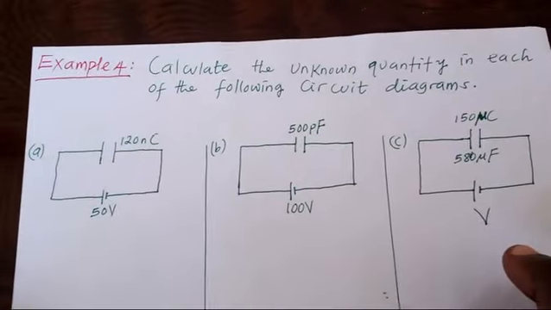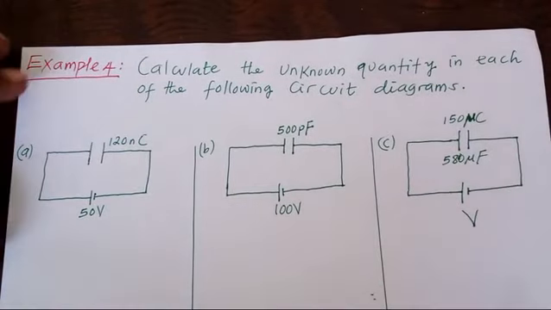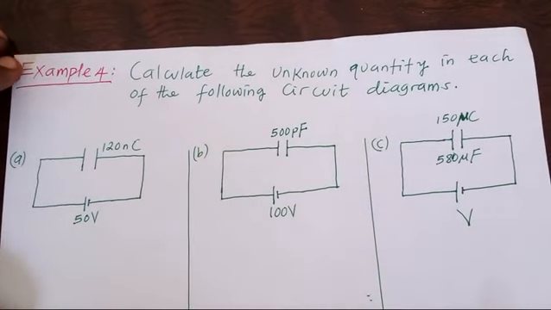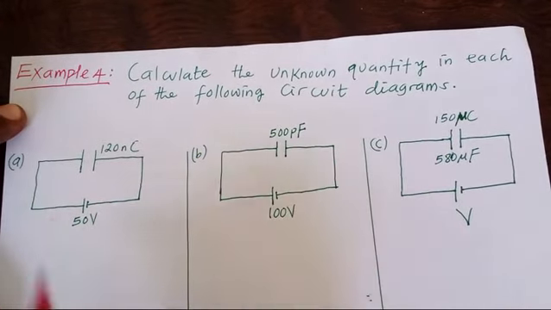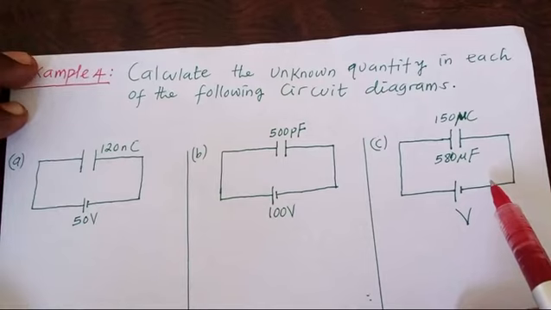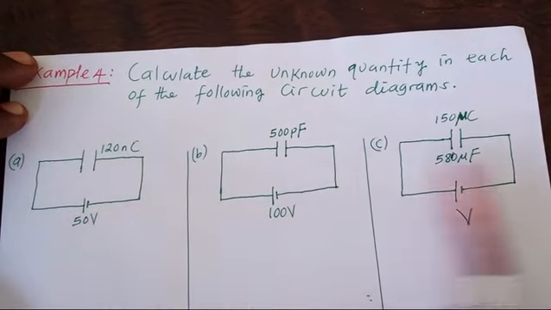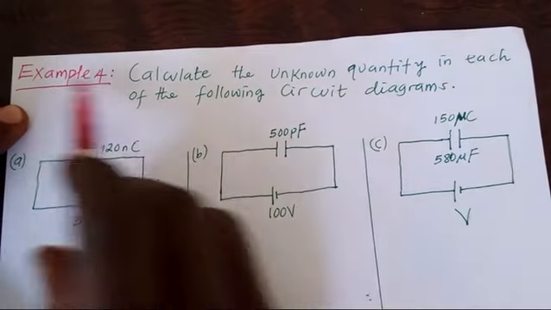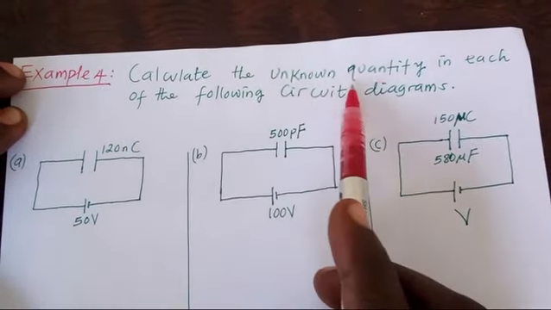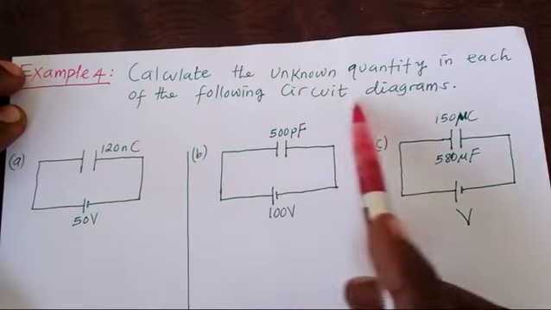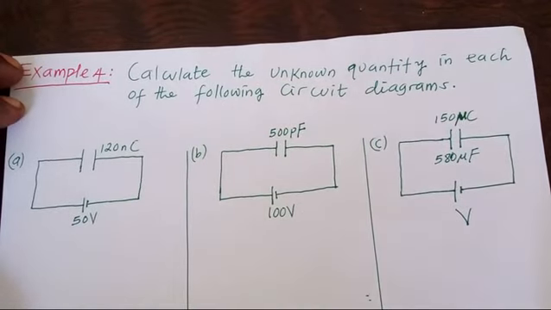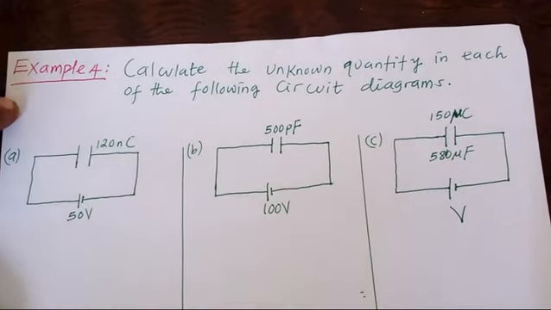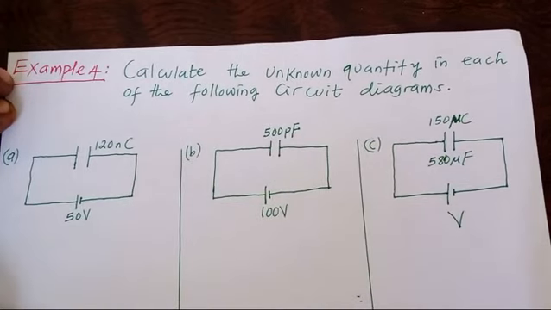Now, we go to the fourth problem. In the fourth problem, we are told that we have these circuit diagrams, and at least one parameter is not given. Example 4 says calculate the unknown quantity in each of the following circuit diagrams. If you look at the circuit diagram, at least one of the three parameters we know is not given.